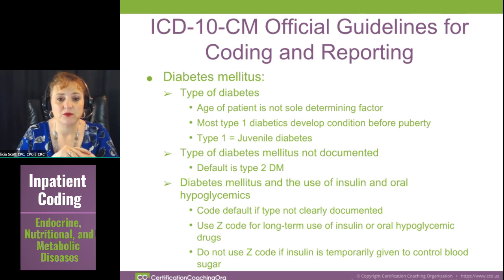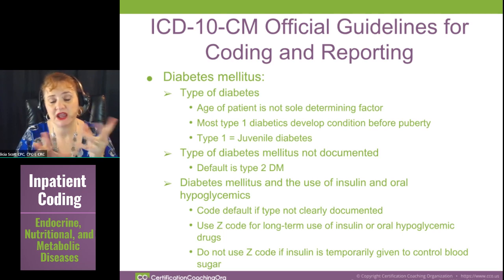They have a specific guideline that is a default guideline that if we are not given in our documentation the type of diabetes that a patient has, type 1 or type 2, we default to type 2. And the reason we do that is because of the disease process. 95-98% of all diabetics are type 2 diabetics. And it goes back to other guidelines that you default.